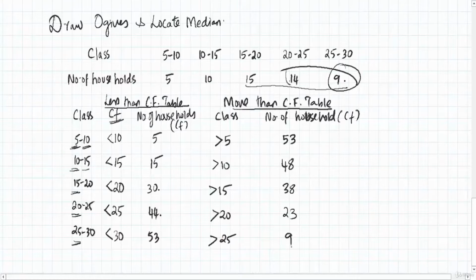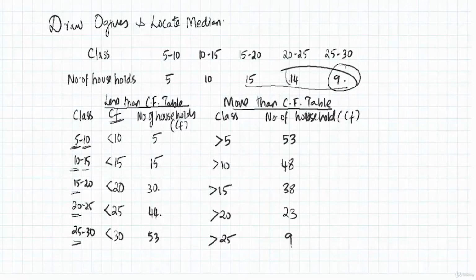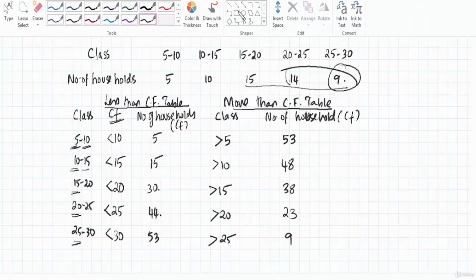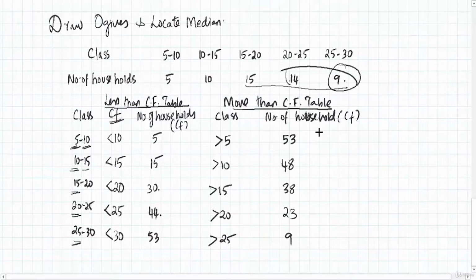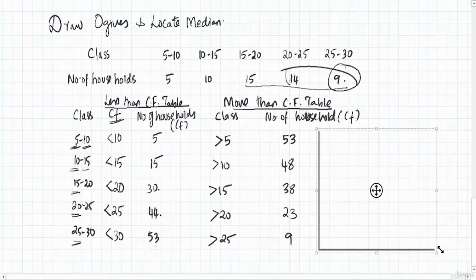So now we have the information, the less than cumulative frequency table and more than cumulative frequency table values. We have to capture these values in a diagram. For that we need a chart. So let me capture that. This is the chart, and this is my y-axis and this is my x-axis, and here I'm going to capture all the class limits.